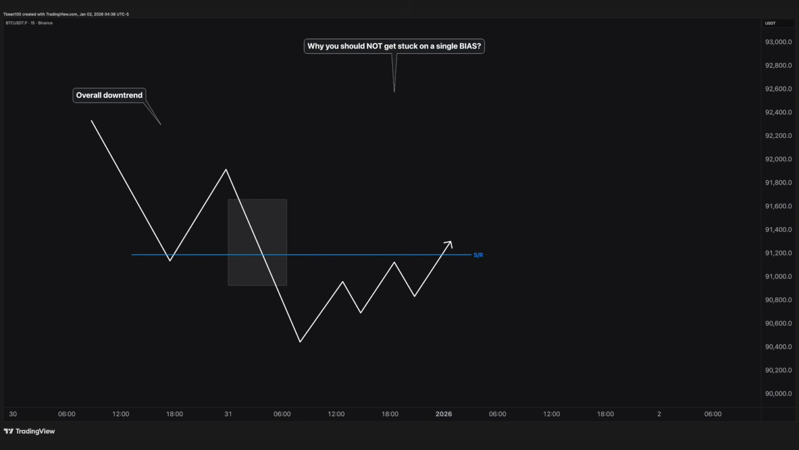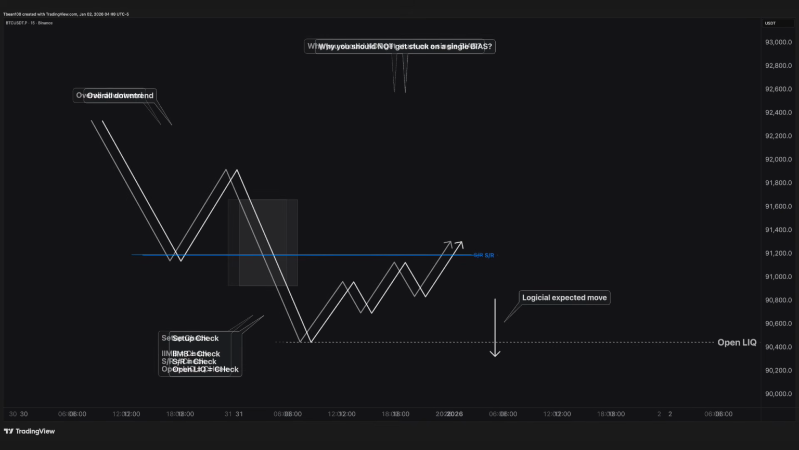Using multi-imbalance areas with SR flips is a great idea, because price loves to flow towards open liquidity areas. So as an experienced trader, this should be your logical and expected move, which is downwards toward the open liquidity points. However, this is exactly why I always talk about combining imbalances, liquidity, and structure together, because that is the best idea for trading.